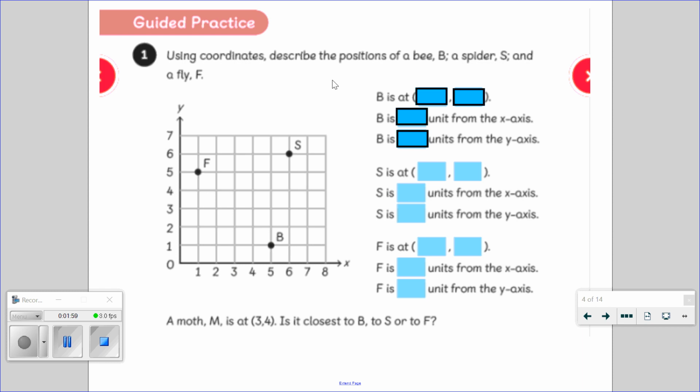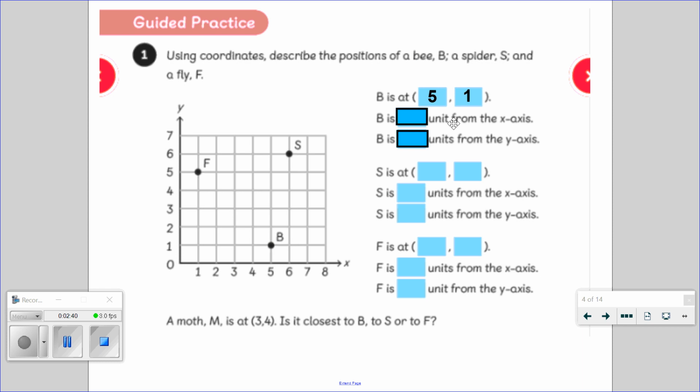So here's the guided practice, and for one we are going to use coordinates to describe the positions of a bee, a spider and a fly. And I'm going to do the first one with you. So if I start with the bee, what are the coordinates? Remember, our first number is the horizontal one along the corridor. So 1, 2, 3, 4, 5 units. Our second number is vertical up the stairs, 1 unit.